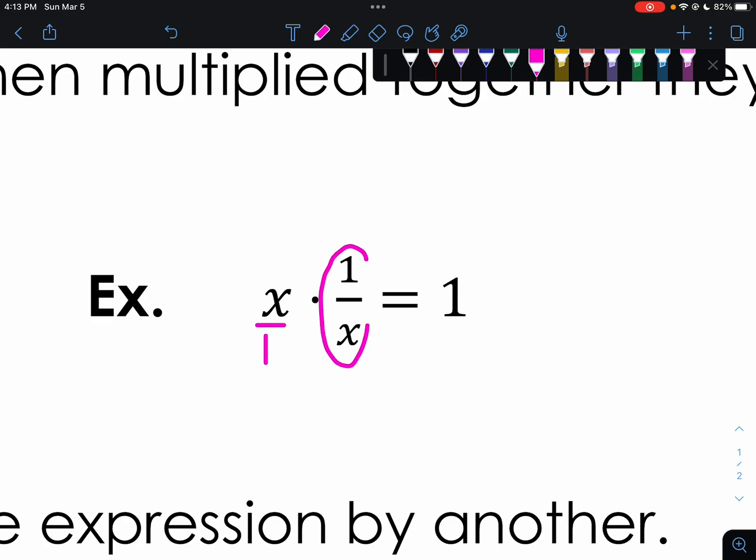Also, as a reminder, this right here, as we learned from properties of exponents, can be written as x to the negative first power. Remember, anytime we have a negative exponent, we can just move it to the denominator and it becomes a positive exponent.